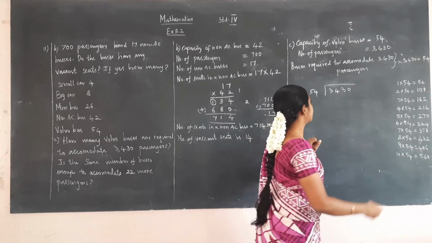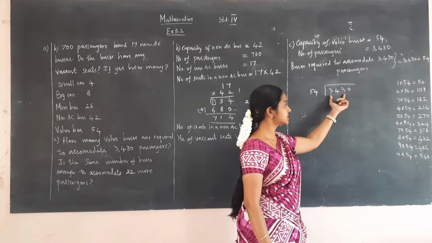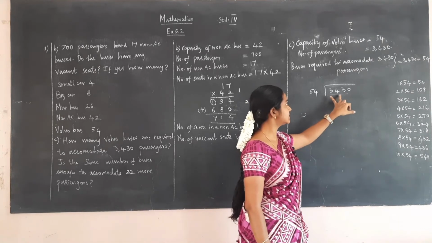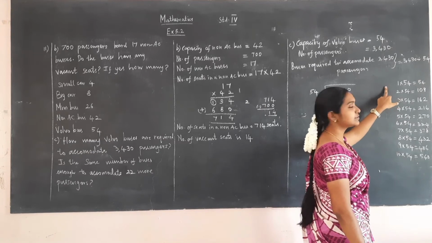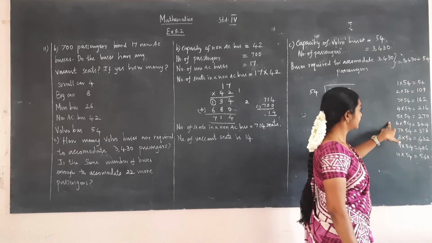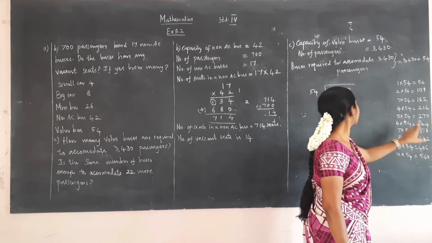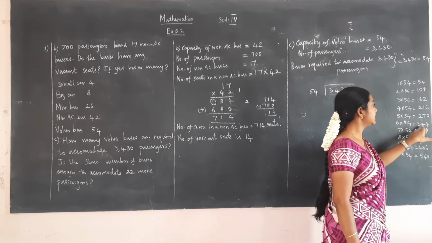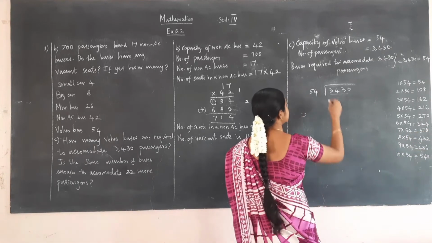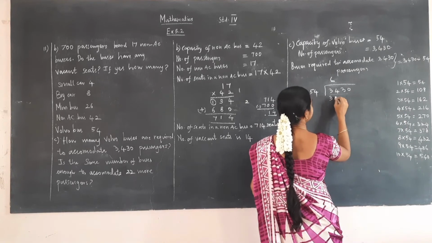First, let us consider the first three numbers, 343. Find a number that is nearer to 343. We have 324. The number should not exceed 343. So, the number will be 324. 6 into 54 is 324.